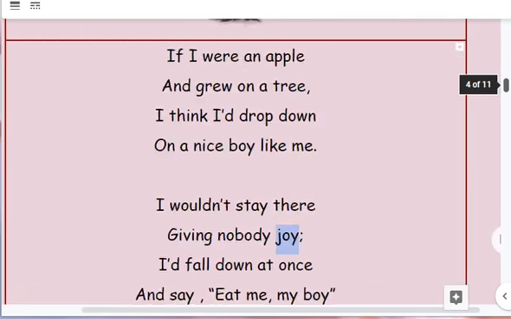Apple. If I were an apple and grew on a tree, I think I'd drop down on a nice boy like me. I wouldn't stay there, giving nobody joy. I'd fall down at once and say, eat me, my boy.